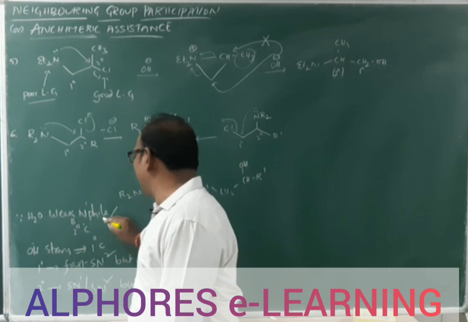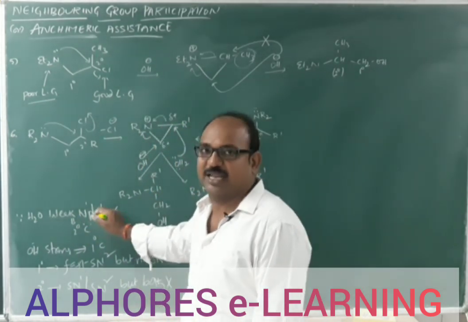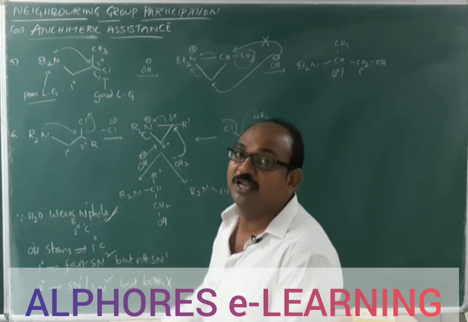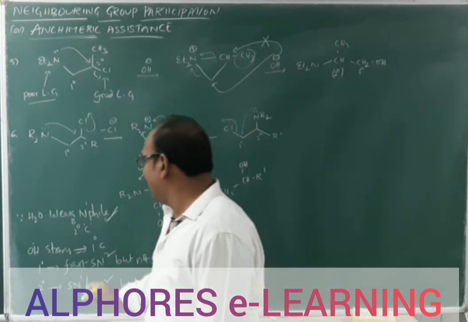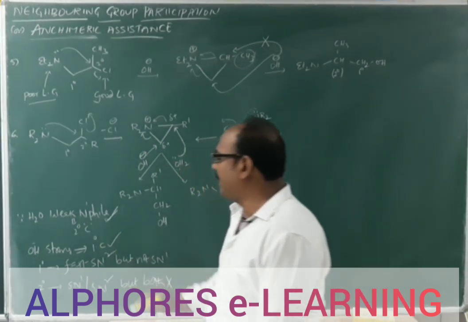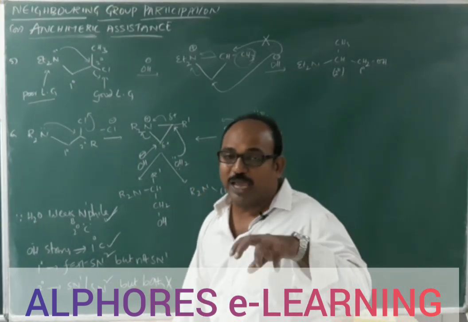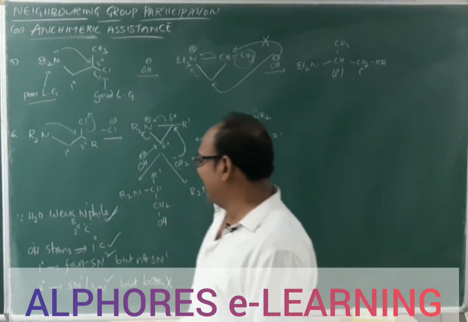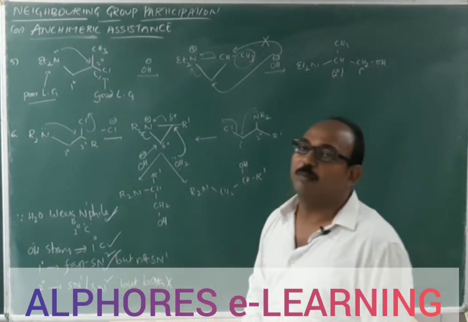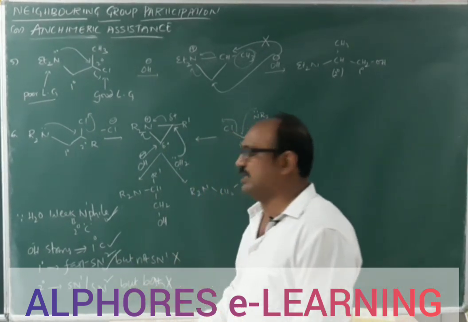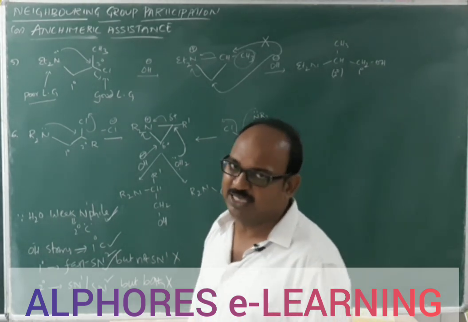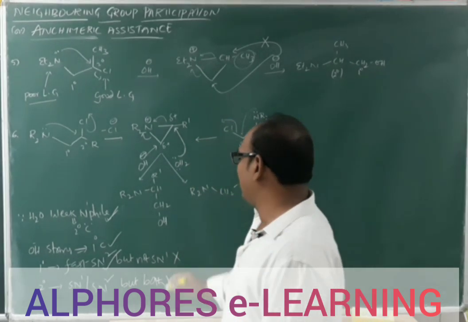Since H2O is a weak nucleophile, it prefers to attack the secondary carbon because it is not going to face more hindrance, being a neutral molecule. Whereas OH minus, a strong nucleophile, prefers to attack the primary carbon to avoid that steric hindrance. Similarly, at a primary carbon, the SN2 reaction is fast because of less hindrance, whereas SN1 does not take place.